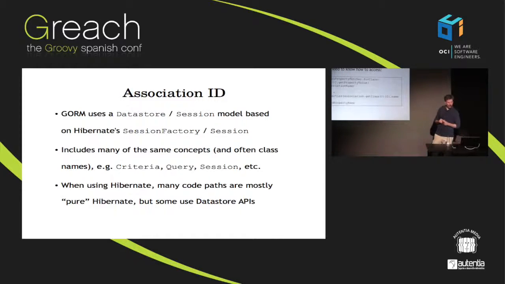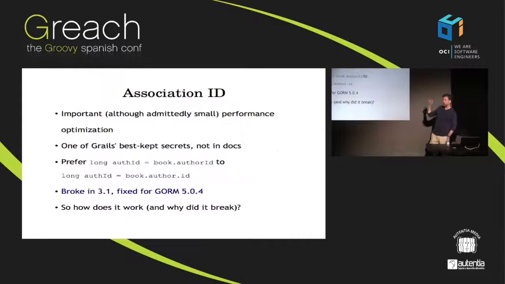So how do I get the ID? Because the problem, if we go back to this code right here: if I say book.author.id, as soon as I hit book.author, that's an immediate database call.